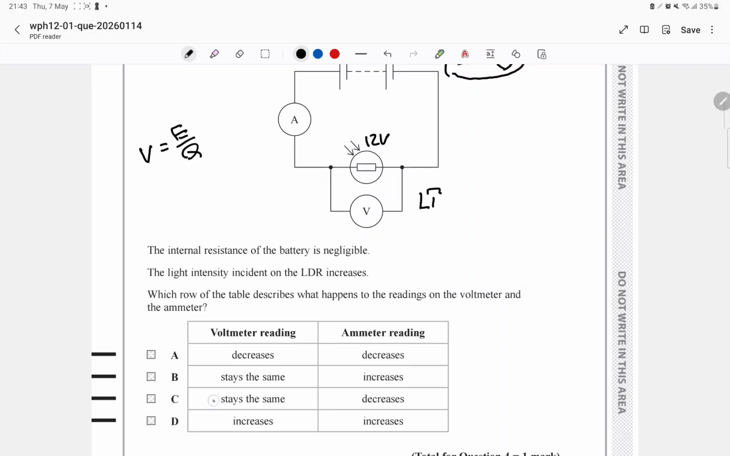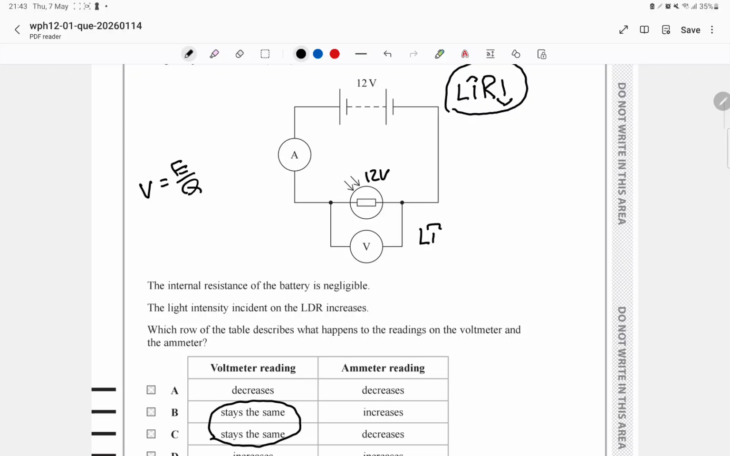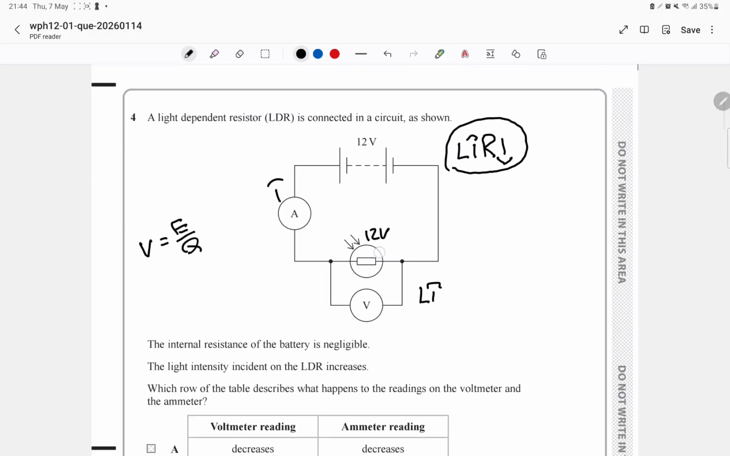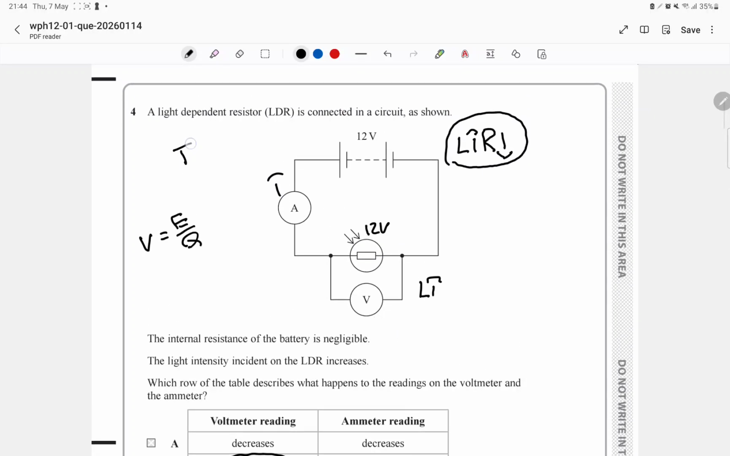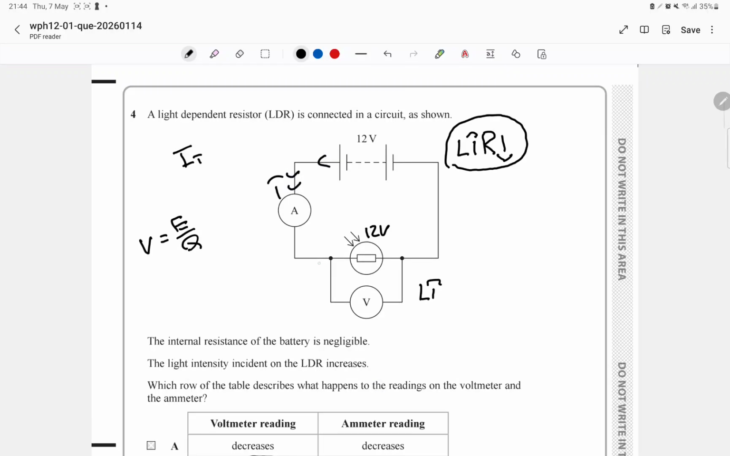So the voltmeter reading will stay the same. As for the current reading on the ammeter, well, we know current, and we can say this is the total current because notice the current flowing here is yet to split. If there were another component in parallel, then the current would split into different values. But right now, this is the total current.